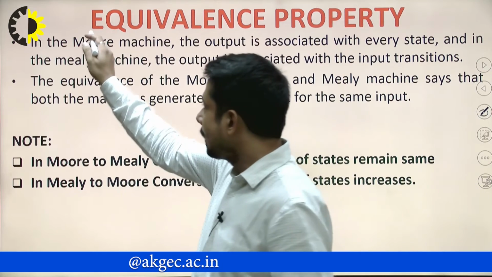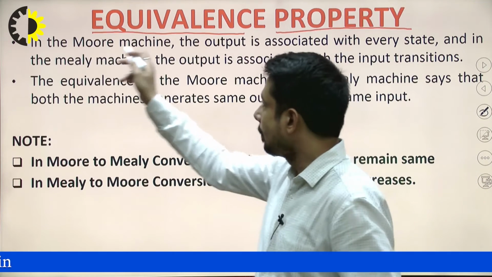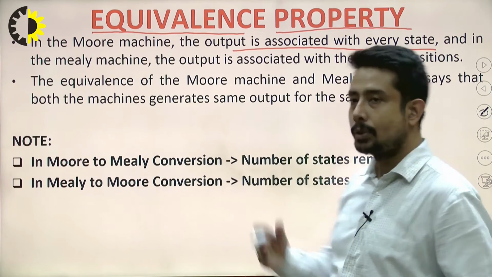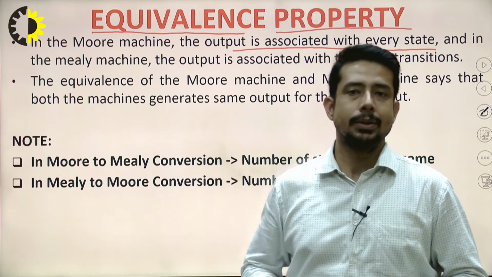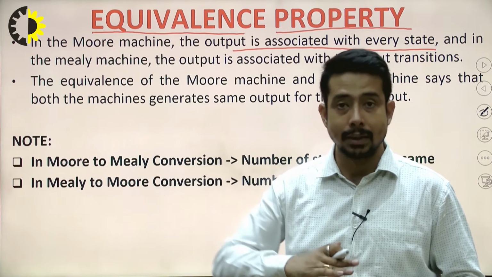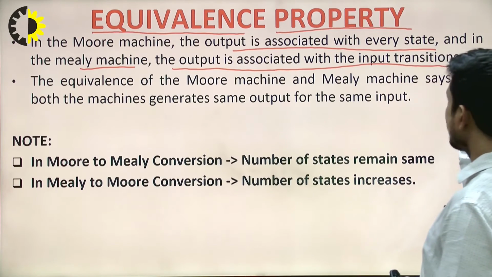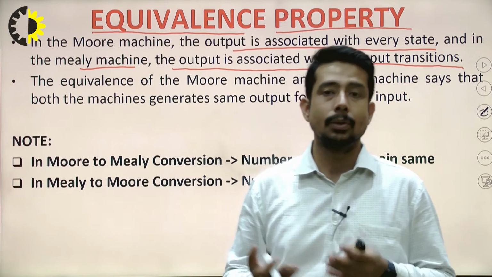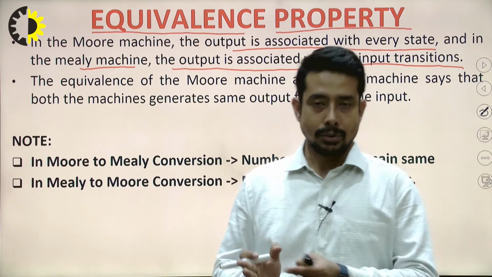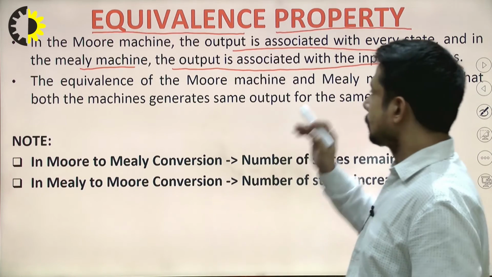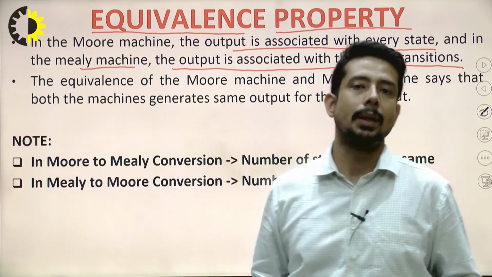The main concept we are looking into in this video is the equivalence property. The first point says that in the Moore machine, the output is associated with every state, which we saw in the previous video. The Mealy machine is the machine where output is associated with the present state as well as the input transition. Definitely, we need to consider the present state from where the input transition is coming out or going out. That is not mentioned here, but the concept is the same. Either way, you can think of output associated with states as Moore, and output associated with transitions as Mealy.